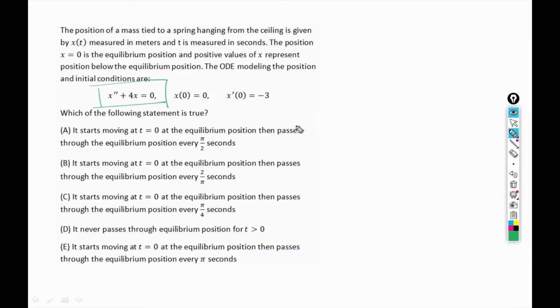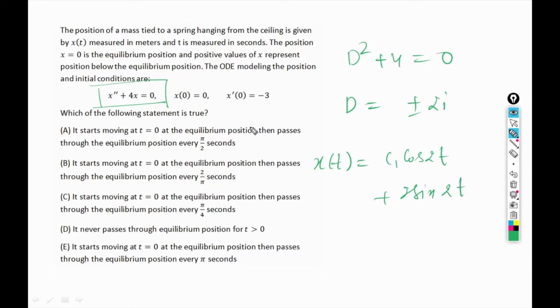the mass. So let's say the auxiliary equation of this differential equation will be D squared plus 4 equals 0, and the roots will be plus minus 2i. So the solution will be given by x(t) equals c1 cos 2t plus c2 sin 2t. Now we can use these initial conditions. At t equals 0, x is 0. So 0 equals c1 cos 0, which is 1, and sin 0 is 0. So c1 is 0. If c1 is 0, that means we can eliminate this.